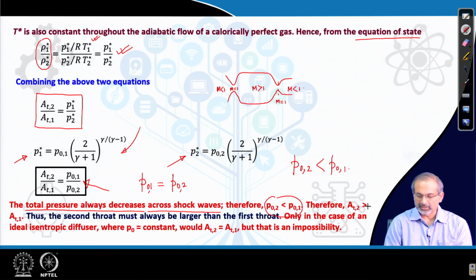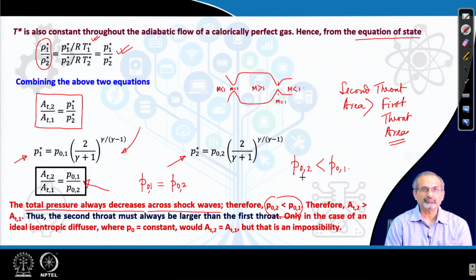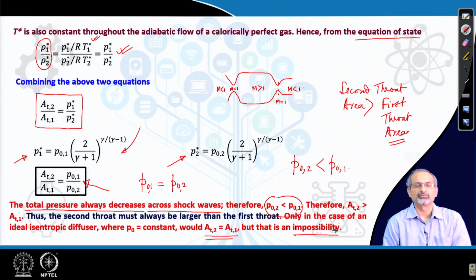Therefore, AT2 is bound to be greater than AT1. That means the second throat area is greater than the first throat area. That is a very, very important finding. Only in the case of an ideal isentropic diffuser, where P naught is equal to constant, would these areas equate, but that is an impossibility. So, we are not discussing that in a real world.